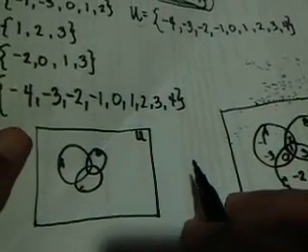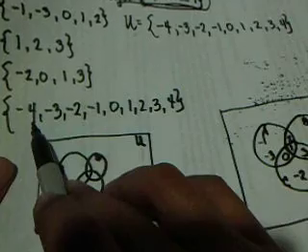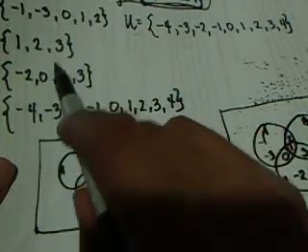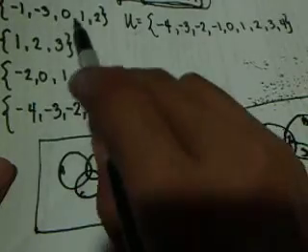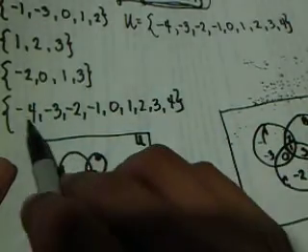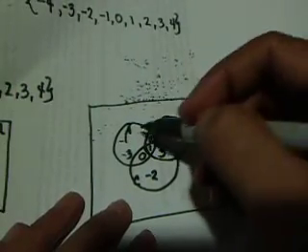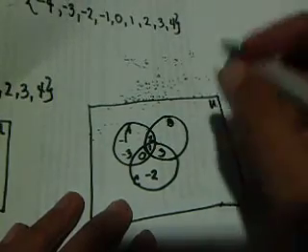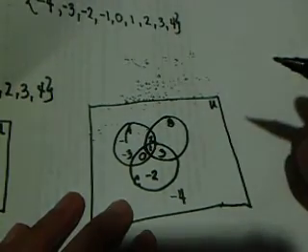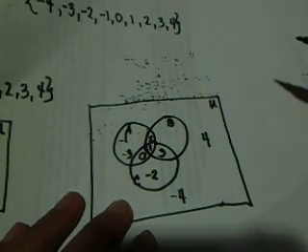Now for C, we have -2. Do we have 0? Yes, we have 0, 1, and 3. So how about the rest of the elements of the universal set U? We have -4 which cannot be found in A, B, and C. 4 also cannot be found in A, B, and C. So what we're going to do with -4 and 4 is write them right outside A, B, and C, but inside the universal set U. We write it here, -4 and 4.